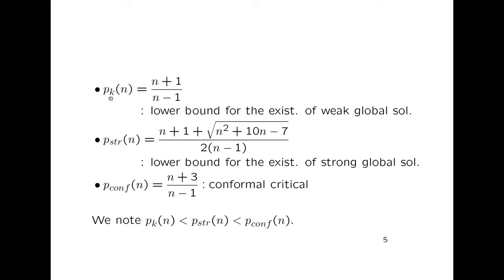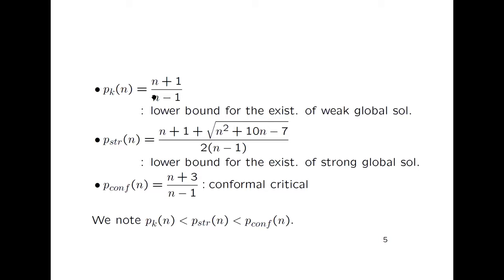The first one is p_K(n), which is (n+1)/(n-1). This K comes from the initial of Professor Toshio Kato, the late Professor Toshio Kato, who introduced this index. It is important because it is a lower bound for the existence of weak global solutions.